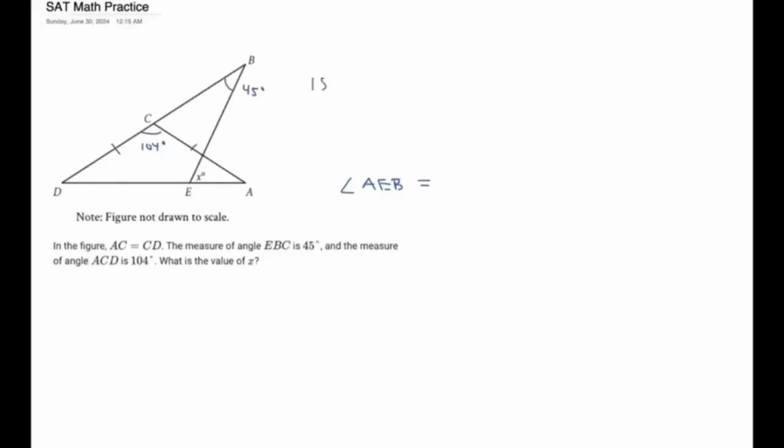Because there's only 180 degrees in a triangle, and we know angle ACD is 104, that gives us 76 degrees between those two angles. And so we can divide that in half, and we get 38 degrees. So we know each of these angles: angle A is 38 degrees, and angle D is also 38 degrees. Okay, so that's one step of the puzzle.